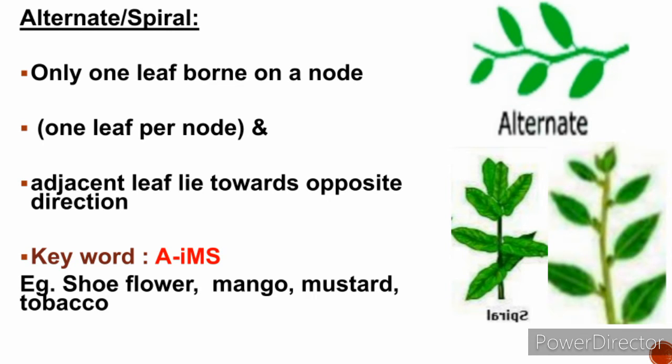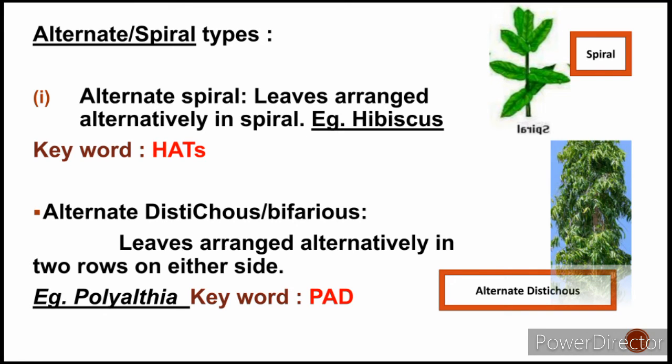Alternate phyllotaxy. Alternate phyllotaxy means one leaf per node, and adjacent leaves lie towards the opposite direction. This alternate phyllotaxy is further divided into alternate spiral and alternate distichous. In alternate spiral, in each node, leaves are arranged alternately in the form of a spiral. The arrangement of leaves on each node looks like a spiral.